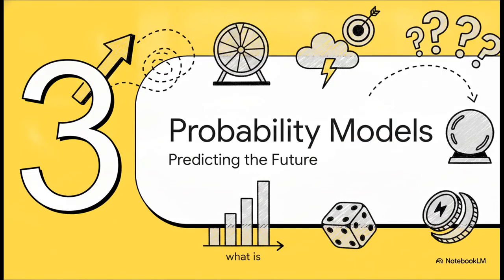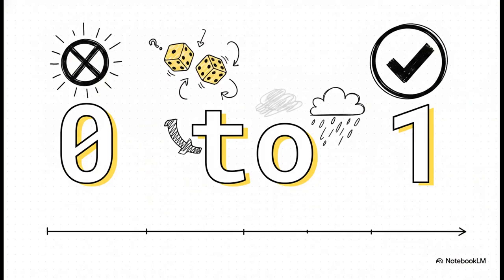Okay, let's shift gears a bit for section 3. Understanding probability models. We're moving from collecting data to predicting the future. At its core, probability just describes how likely an event is to happen, and it exists entirely on a neat little mathematical scale from 0 to 1. 0 means an event is completely impossible. No way it happens. A 1 means it's absolutely certain. Everything else, every dice roll, every weather forecast, lives somewhere in between those two numbers.